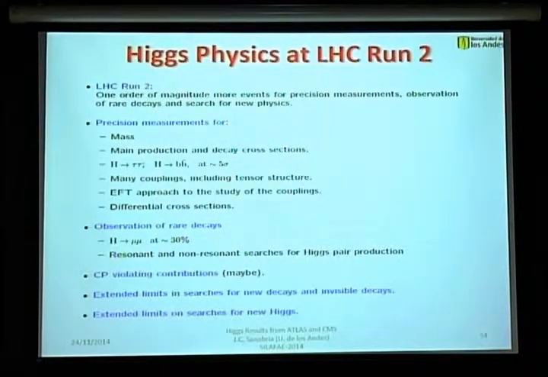Perhaps even get into a denser structure by measuring angular distributions, using an effective field theory approach for the couplings, measuring carefully differential cross-sections for those channels that allow it, improving measurements like Higgs going to muons, resonant and non-resonant searches for Higgs pair production, CP violation discussed in detail in the previous talk, extended limits in a series of new decays and invisible decays, extended limits on searches for new Higgses, etc.